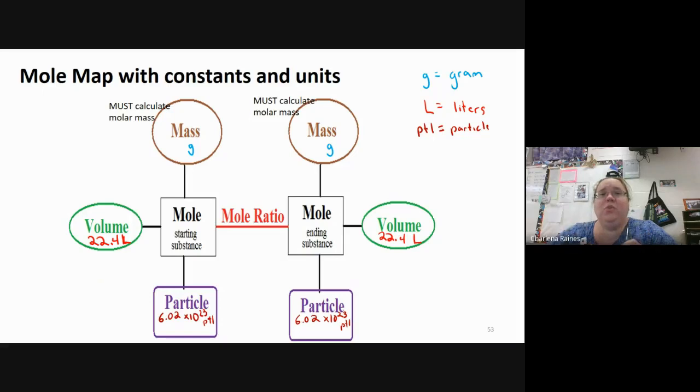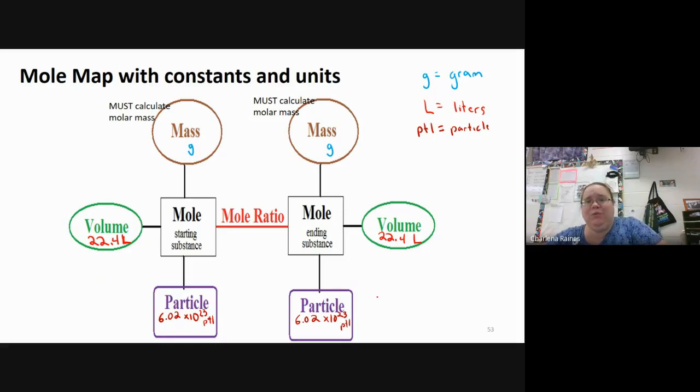So I know we're going to be using the word mass here a lot, and you got to pay special attention. Is it atomic mass? Is it molar mass? Is it the mass of the compound? So this is our up-to-date map with the units and the constants. So volume is liters, and liters is always 22.4. That's kind of nice. My particles is always Avogadro's number, so 6.02 times 10 to the 23rd particles.